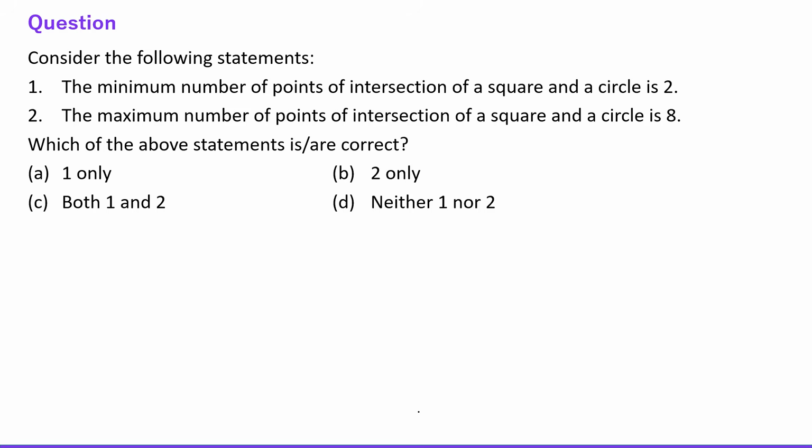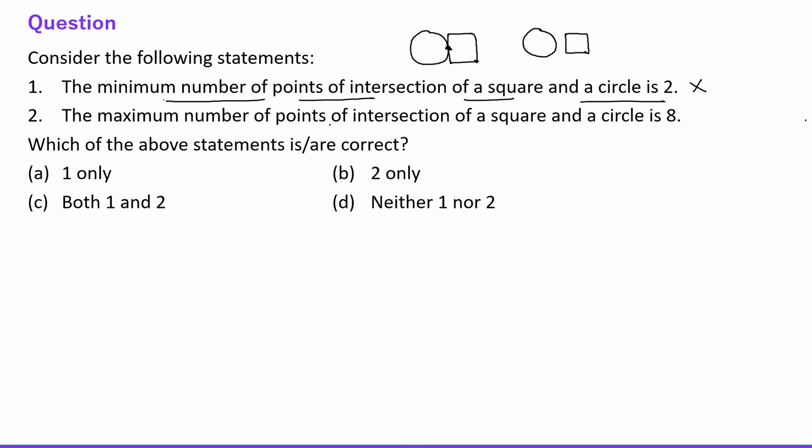The next question says, consider the following statements. The first statement says the minimum number of points of intersection of a square and a circle is 2. They are talking about a square and a circle. So we can also have one point of intersection, right? If they are not intersecting, then the minimum point will be 0 also. But if they are definitely intersecting, then the minimum point can be 1. So this statement is not correct.